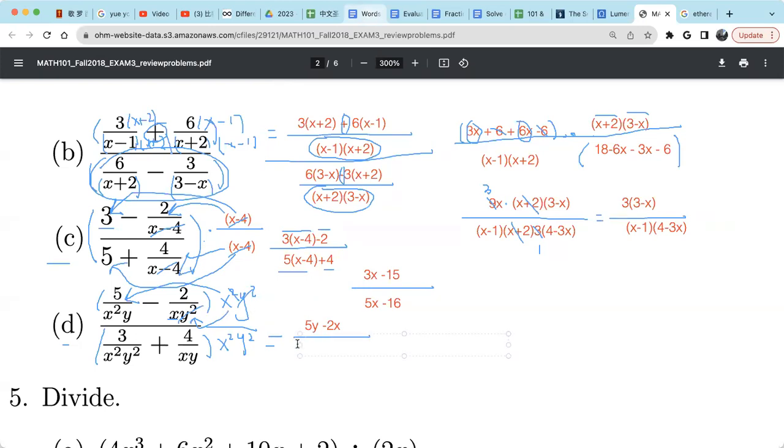Similarly for the denominator. In the denominator, I have 3, because x squared y squared cancels the denominator of 3 over x squared y squared. Then plus 4 times xy, because x squared divided by x, that's x, y squared divided by y, that's y. And this one cannot be simplified. That's the answer.